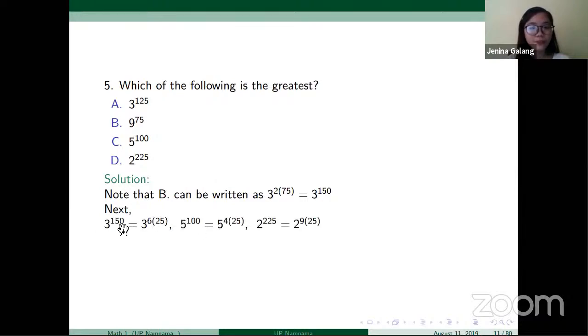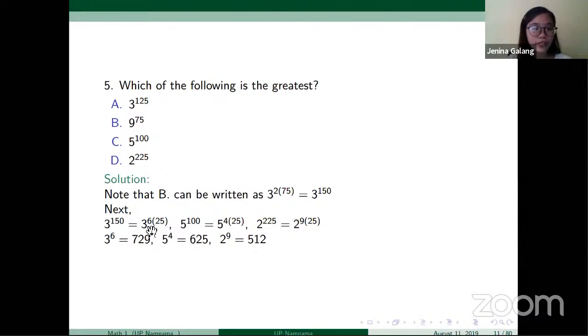So we will have, for 3 raised to 150, we have 3 raised to 6 times 25. And for 5 raised to 100, we have 5 raised to 4 times 25. And last, for 2 raised to 225, we have 2 raised to 9 times 25. So, pakicheck na lang tong mga to. And next, kunin natin yung smaller exponents dito sa na-factor out natin.